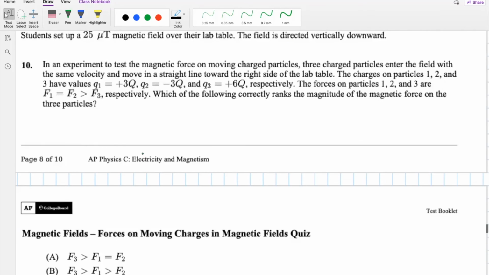In an experiment to test the magnetic force on moving charged particles, 3 charged particles enter the field with the same velocity and move in a straight line toward the right side of a lab table. The charges on particles 1, 2, and 3 have values of Q1, which is 3 times the positive Q value, Q2, which happens to be 3 times a negative Q value, and Q3, which happens to be a plus 6 Q charge, respectively. The forces on the particles are F1 equals F2, which are both greater than F3. Which of the following correctly ranks the magnitude of the magnetic force on the 3 particles?